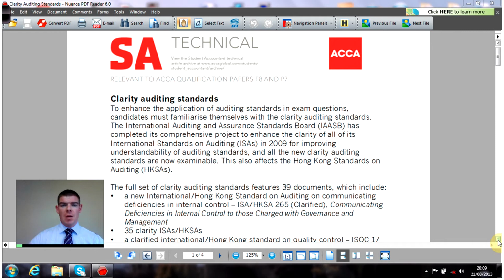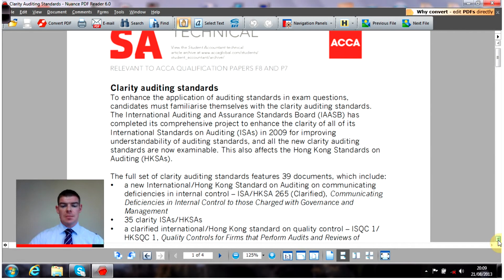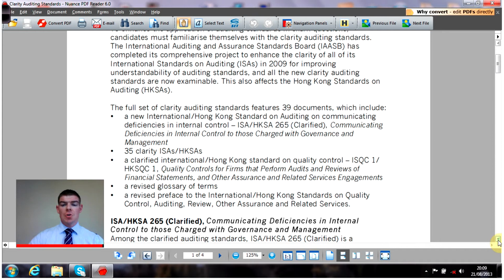There were 39 documents that were released. That is, one new standard on communicating deficiencies in internal control to those charged with governance, which is ISA 265. The remaining 35 ISAs were rewritten in a more clear and concise language, and a new standard on quality control, which is ISQC 1. Also along with this was a revised glossary of terms and a revised preface to the auditing standards.